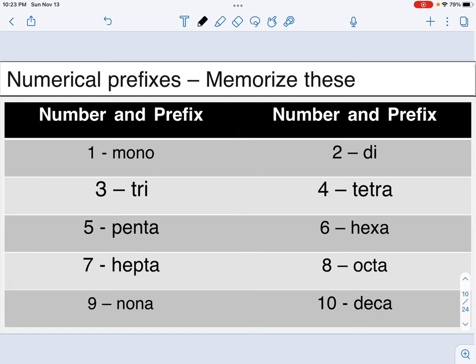So, 1, we're going to use the prefix mono. 2, we're going to use di. 3, tri. 4, tetra. 5, penta. 6, hexa. 7, hepta. 8, octa. 9, nona. And 10, deca. So go ahead and pause the video and then fill out your worksheet with these prefixes, okay?